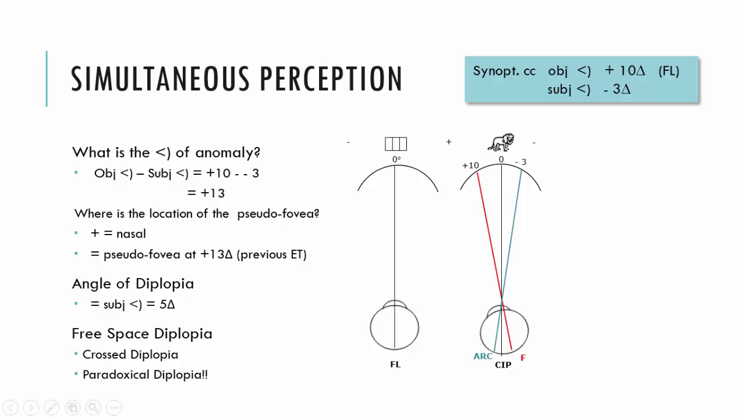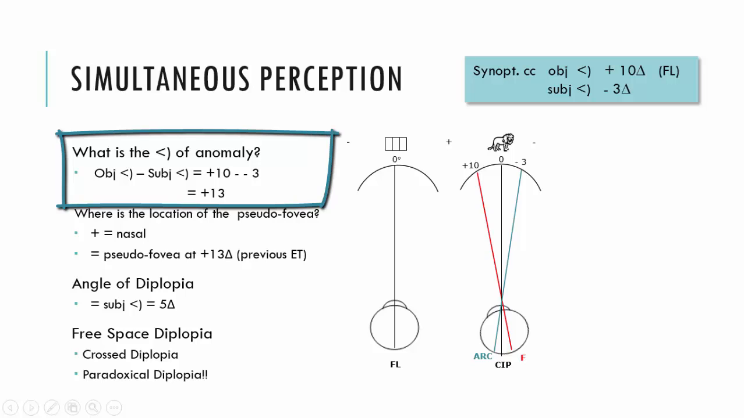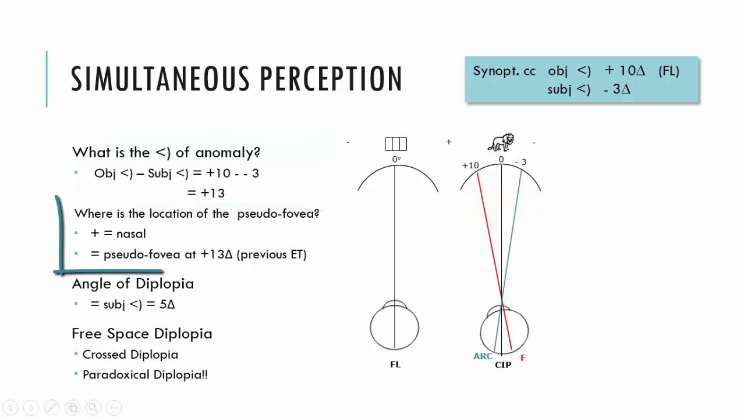So in terms of the angle of anomaly, we have plus 10, the objective angle, minus -3, which means that we're going to add 3. And so the angle of anomaly is 13 prism diopters. It's plus 13, which means I expect the ARC point to be on nasal retina. And I can have a look here and I can see this is fovea, this is temporal retina, this is nasal retina, and indeed the ARC point is falling on nasal retina.